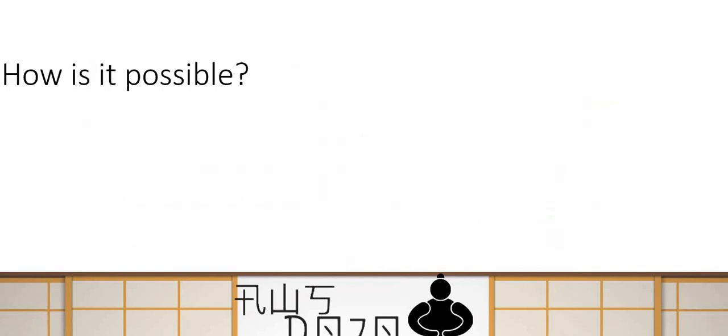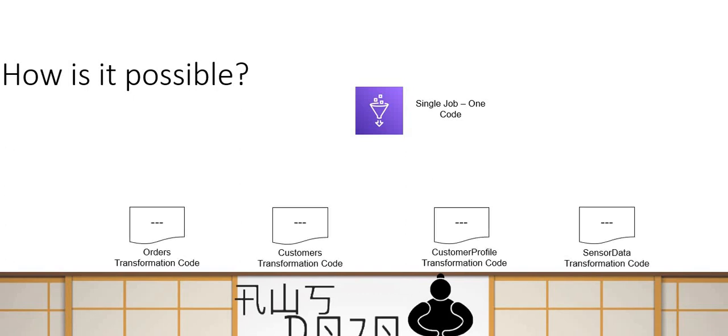So how is that possible? The first thing, you have a job which has just one code. This is very important. Since it is a single job being reused for multiple tables, the code is the same. There is no change in the code. So it's one code, a single job. But since we want to handle multiple transformations for each table, you want to segregate the code of transformation.